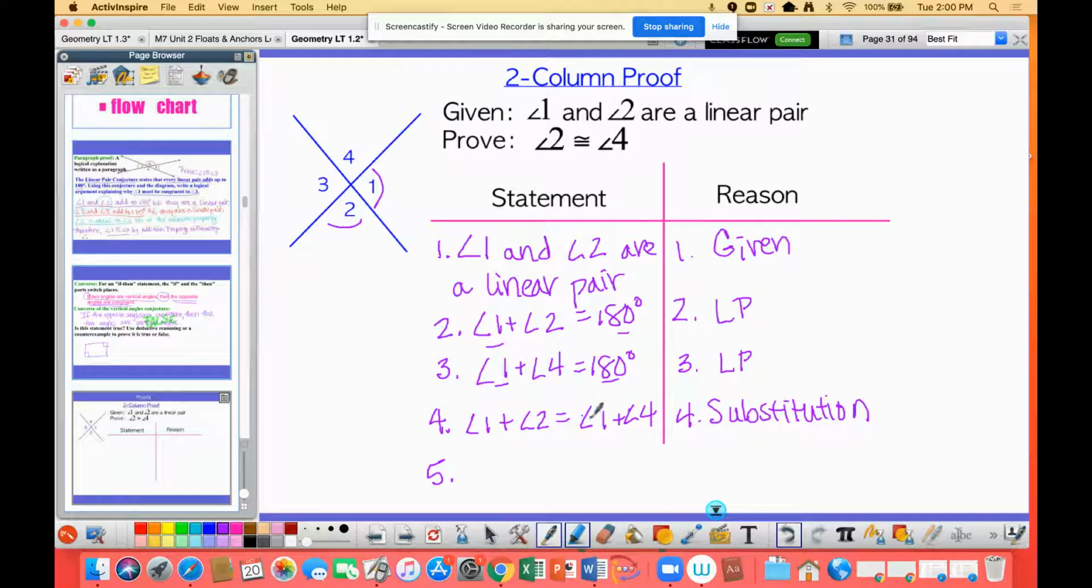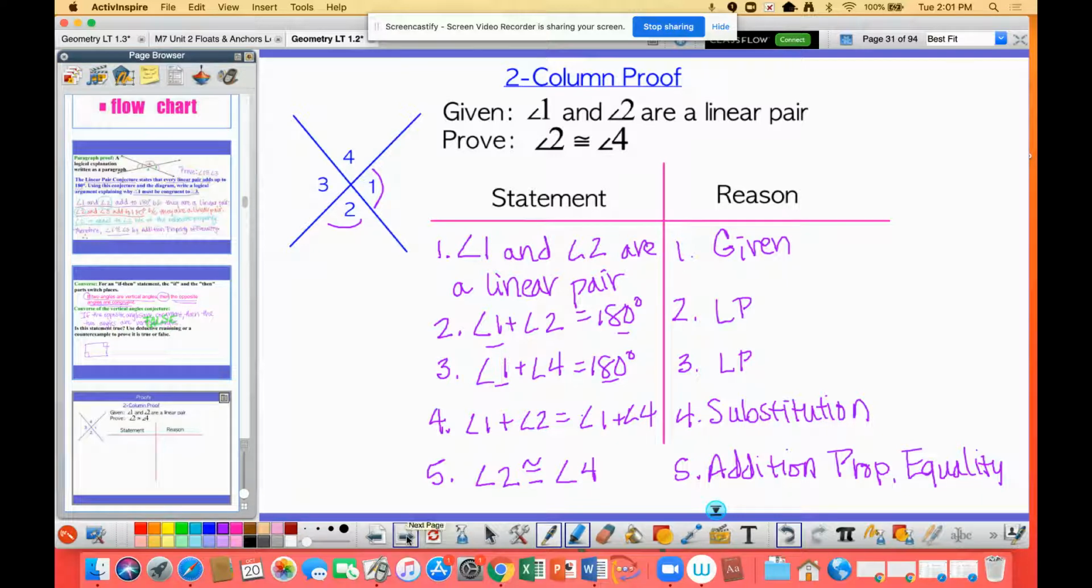So now if I were to subtract angle 1 from each side, I would be left with angle 2. And we would say congruent, because we don't have measure in front of, is congruent to angle 4. And my reason for this is addition property of equality. And I'm okay with you abbreviating property, and you'll see me do that throughout.